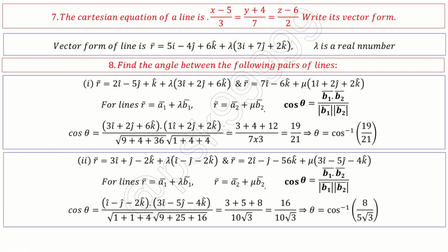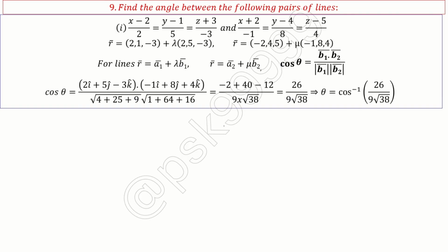Okay, next. Again, two other sets are given. You will do it exactly the same way. Just do it yourself. Find the angle between the following pair of lines. Here they are given in Cartesian form, not in vector form. So first you convert into vector form, very simple, and then do the same thing. Or you already know these are the direction vectors, so you can directly substitute in cos theta. So if you see here, (2i plus 5j minus 3k) dot (minus i plus 8j plus 4k), divided by their moduli. So here theta is equal to cos inverse of 26 by 9 root 38.